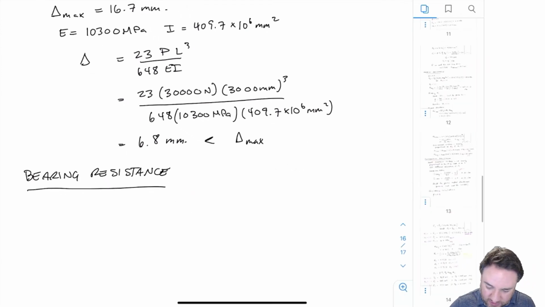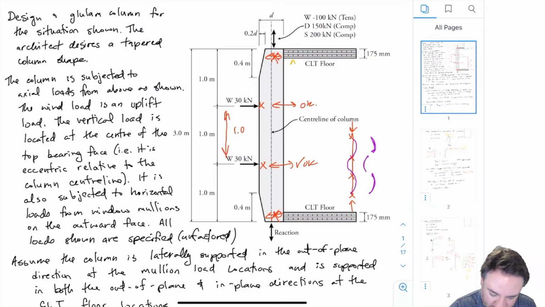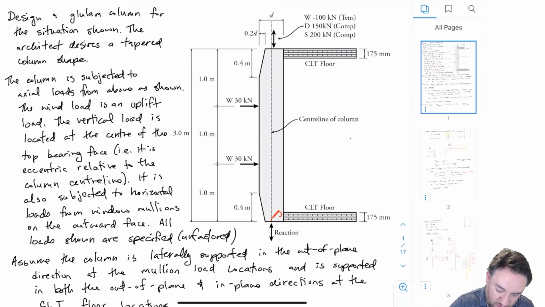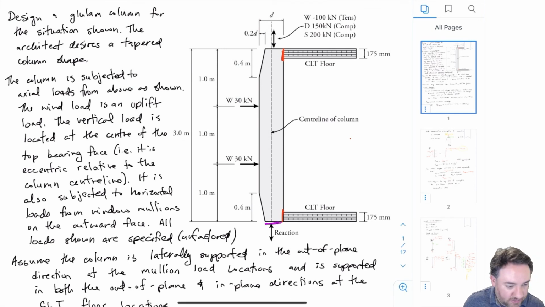Okay, so let's look at our structure again. What are the bearings I'm talking about here? I'm talking about perpendicular to grain, right? So we're talking about perpendicular to grain bearings. So where is the load being applied perpendicular to grain? It's at these locations here, where the beam interacts with that CLT floor. I'm not talking about a bearing surface here. This would be parallel to grain, right? So it's just those two red surfaces.